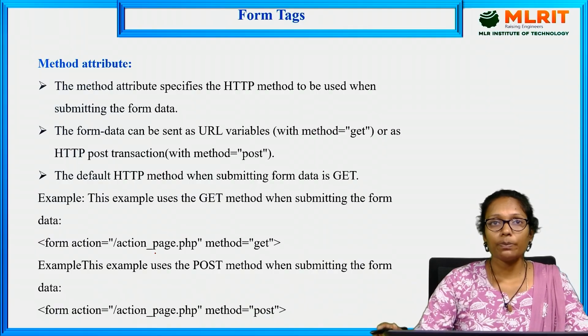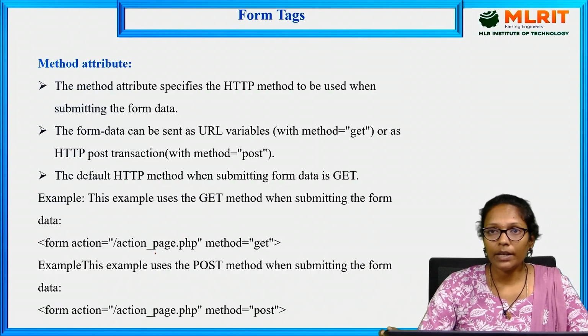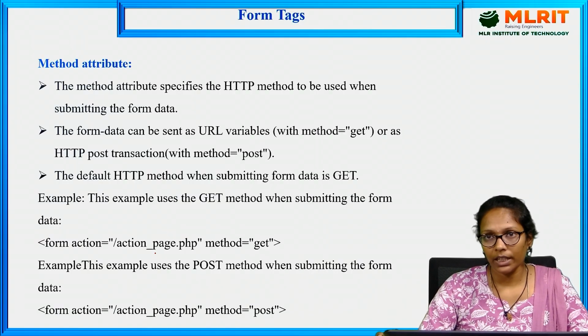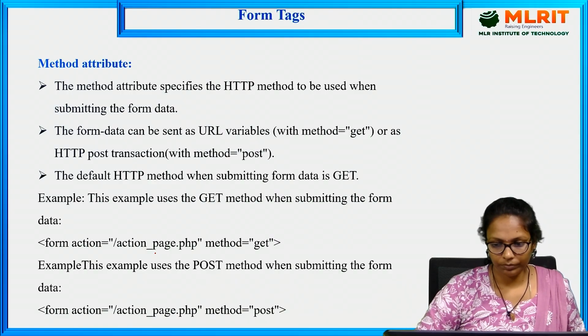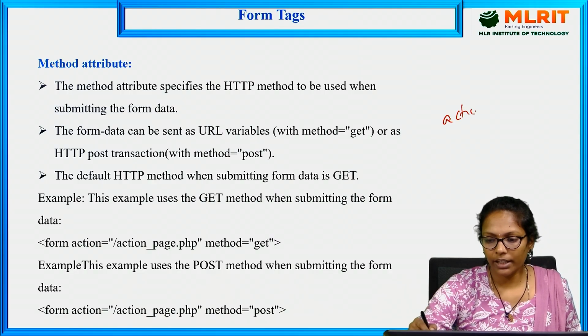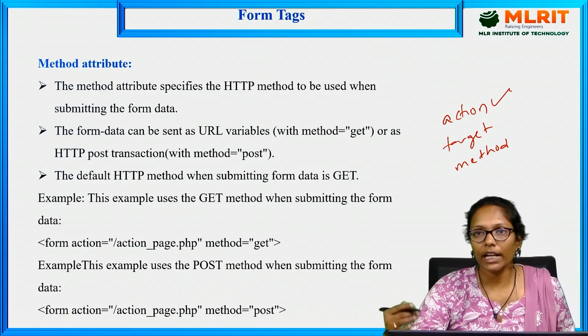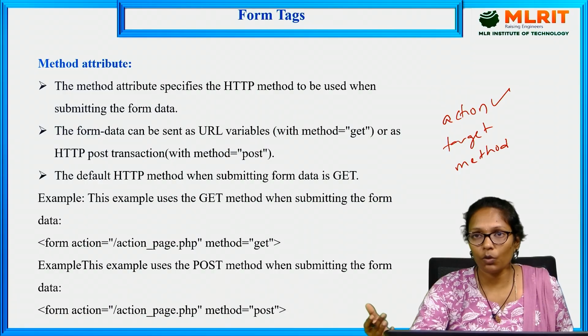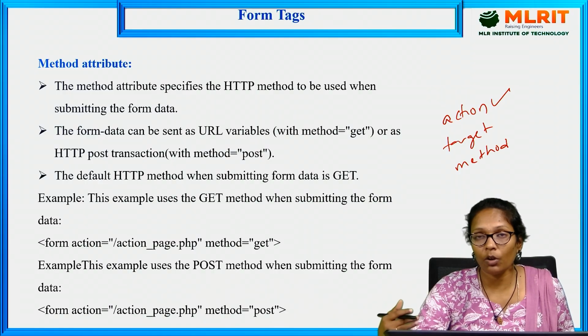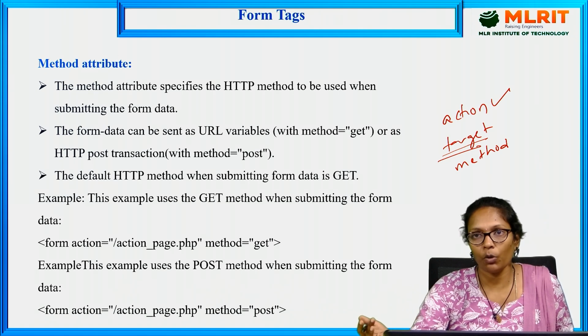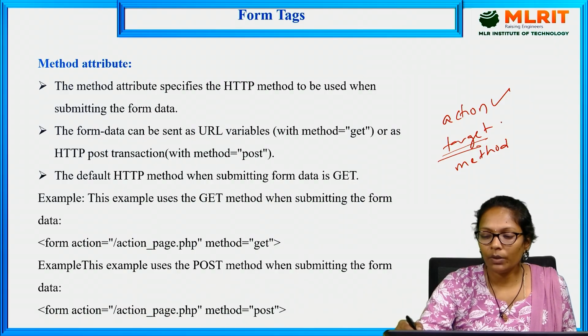So next is method attribute. Inside form tag, basically we have three attributes. One is action, the other one is target, and the other one is method. So action attribute: what action should be taken or to where the form should be redirected after clicking on the submit button. And next target: where the response should be opened, whether it is in a new blank page or the current page or the parent page or any new frame. That will be mentioned in the target.